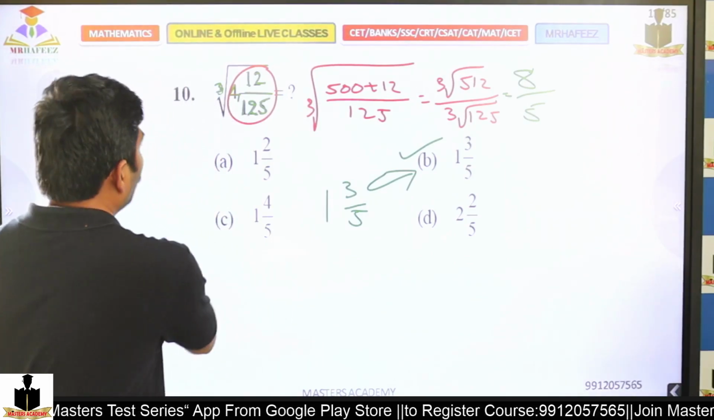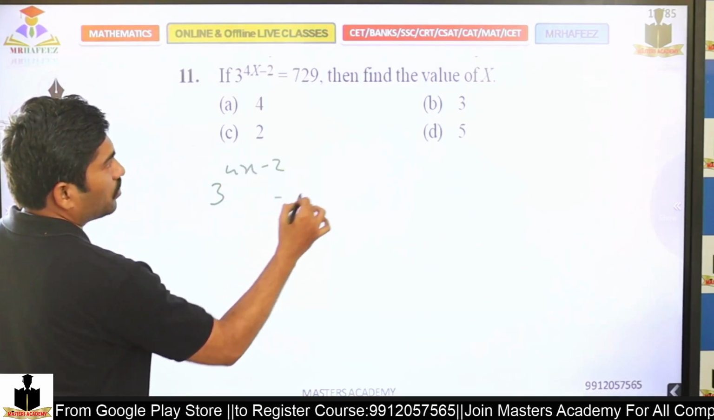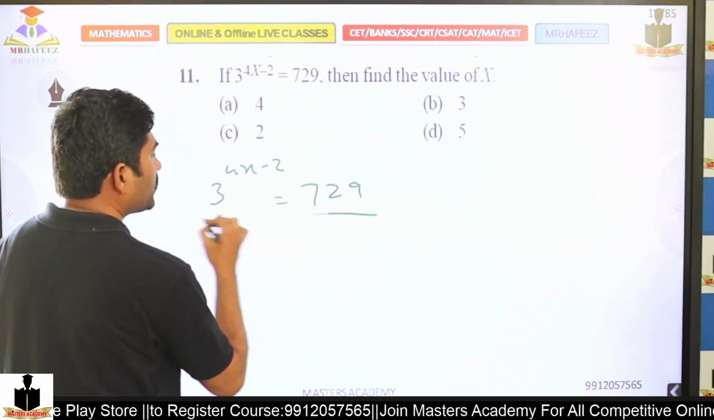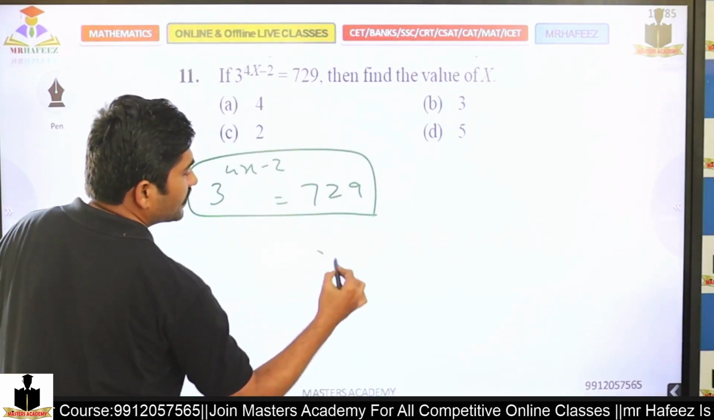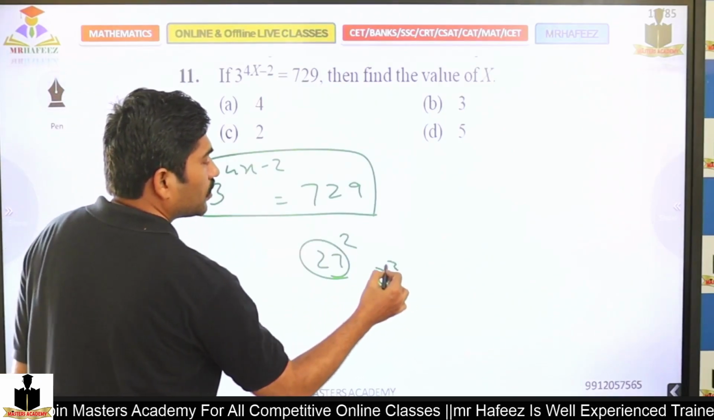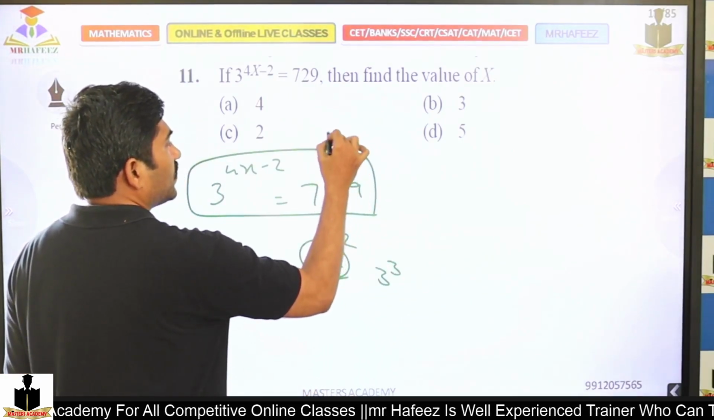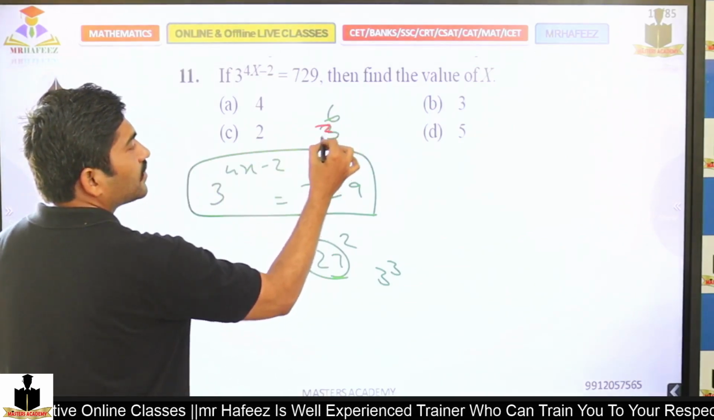Excellent. Moving ahead. So 3 power 4x minus 2 equals 729. Based on this, I can write 729 as 27 square. 27 is nothing but 3 cube. So it can be written as 3 power 6.